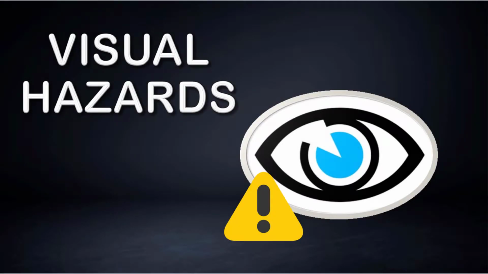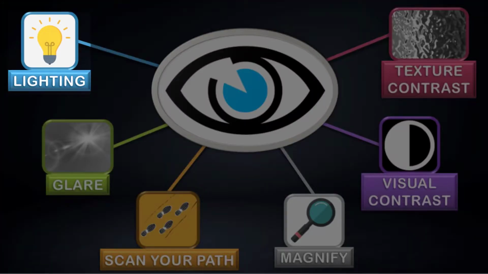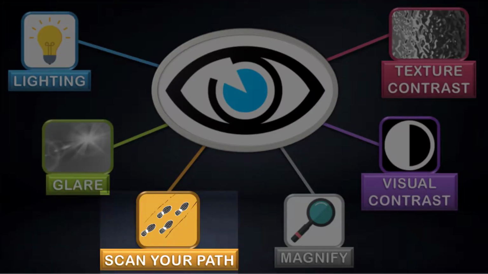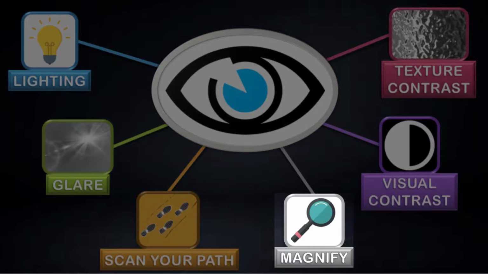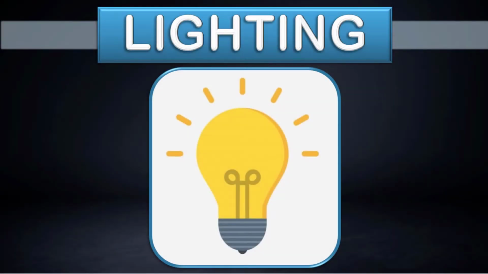We will be looking at visual hazards. The 6 topics for vision are lighting, glare, scan your path, magnify, visual contrast, and texture contrast. The first thing we will be looking at is lighting.